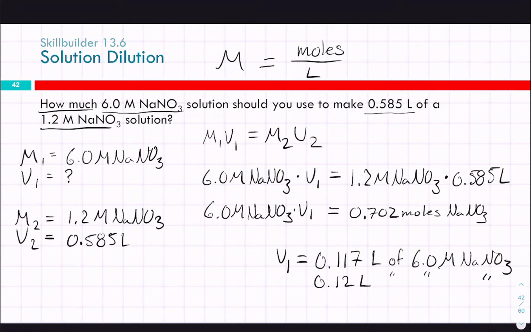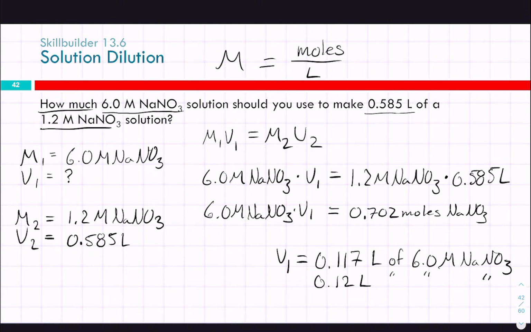Questions? Confusions? Can you walk through how we got the 0.117 liters from the volume of the moles? Where it says 0.702 moles of the NaNO3. And we put that into the molarity formula? We divided by the 6 molar on both sides. Okay, to get the volume, right? To get the volume. Molarity formula.